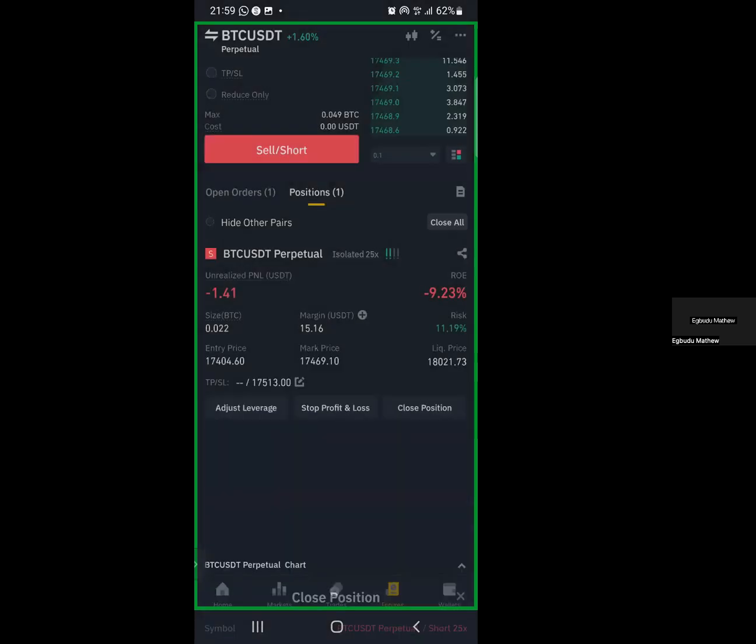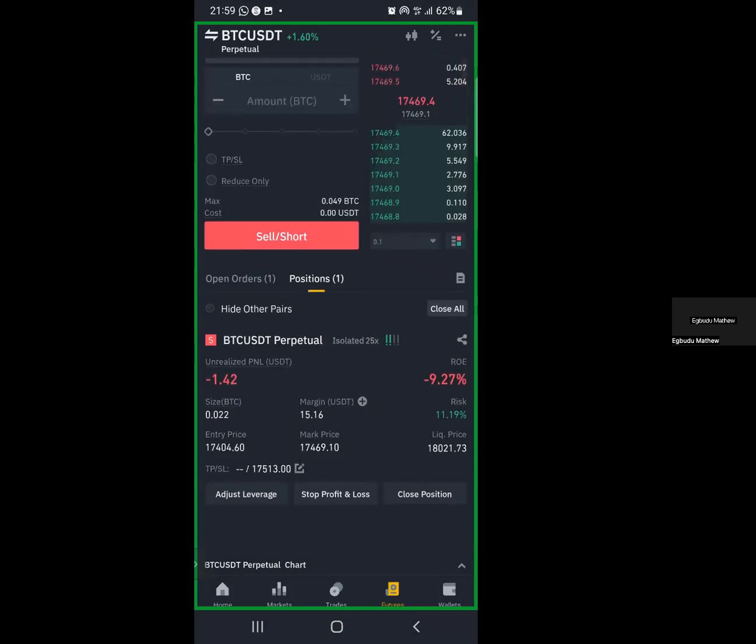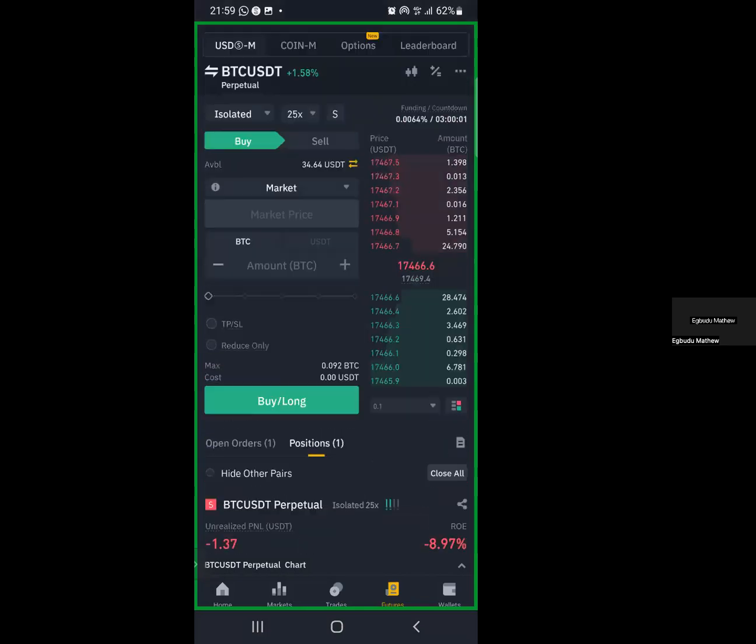Then this is for buy. Now for sell, all you need to do is you come to here, you have the sell button, you click on sell, market order. Assuming the analyst said sell BTC at the current market price, as CMP, current market price.